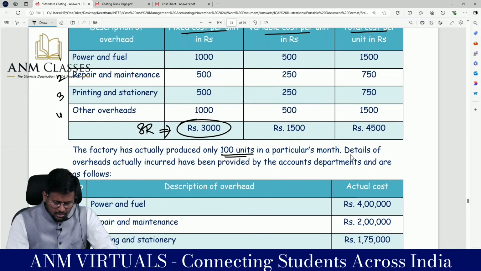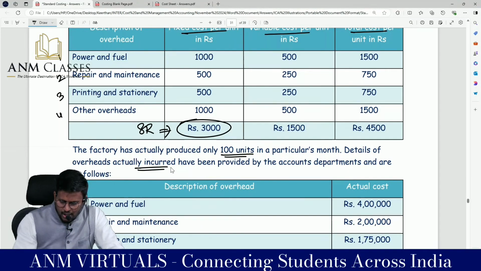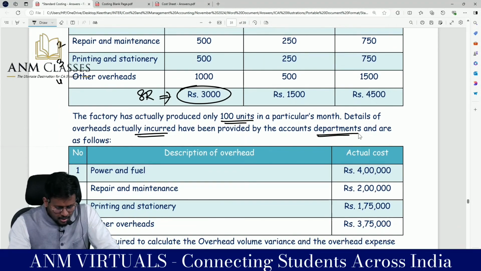In a particular month, details of overhead actually incurred, provided by the accounts department, are as follows.